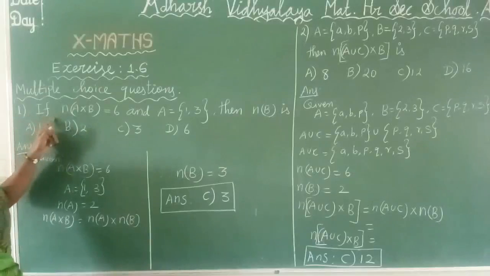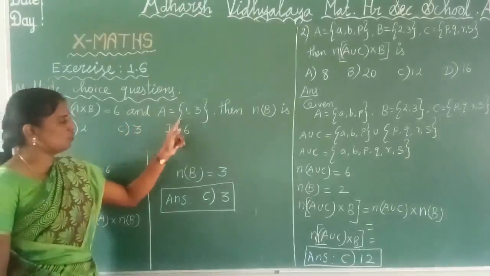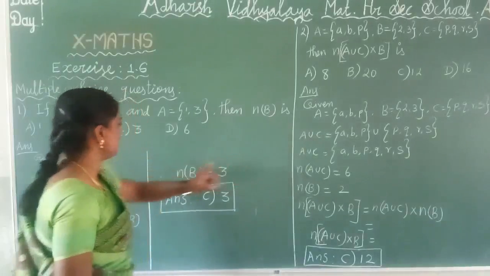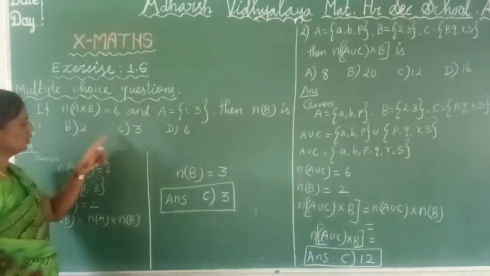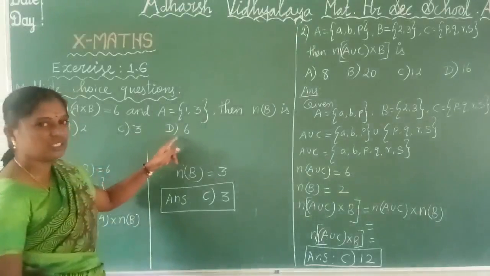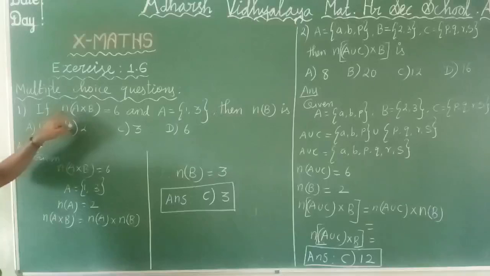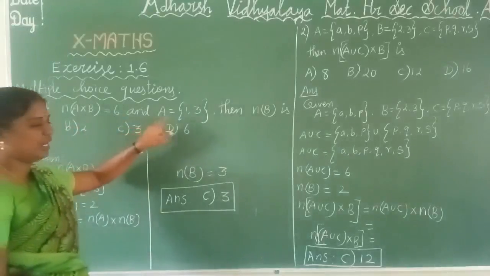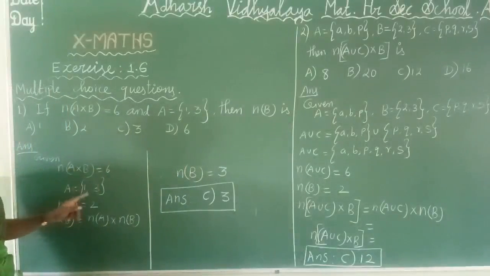First one: if n(A cross B) is equal to 6 and A is equal to the set {1, 3}, then n(B) is: first option 1, second option 2, third option 3, fourth option 6. This is about the cross product. n(A cross B) means the number of elements in A cross B. The number of elements in A cross B is 6, and the set A elements are 1, 3.